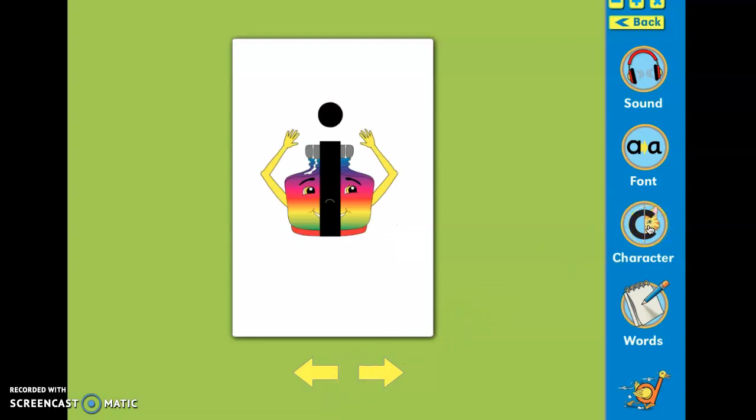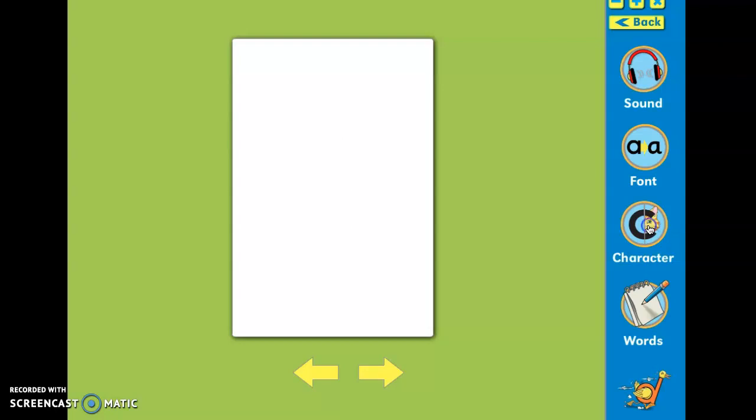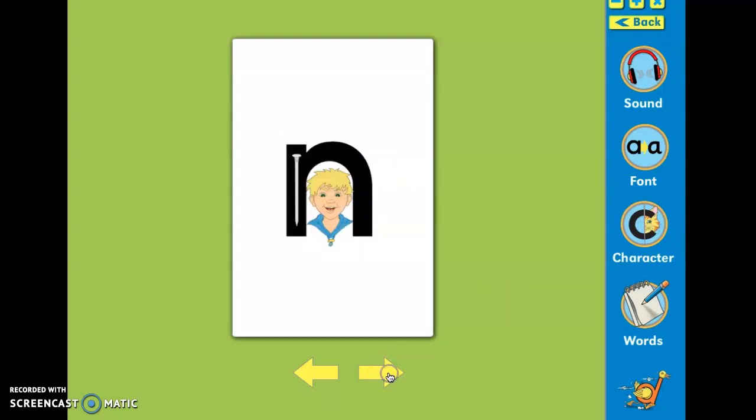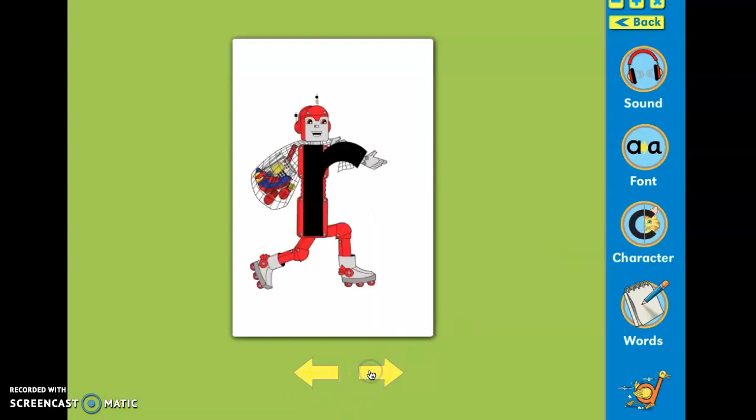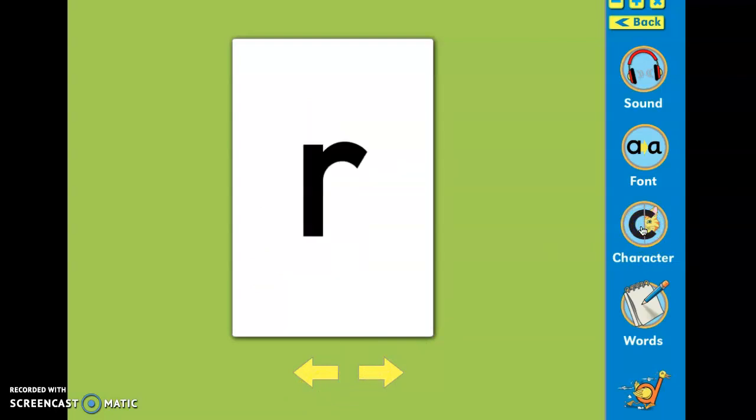Character, Impy Ink. Sound, I, spelling, I. Character, Noisy Nick. Sound, N, spelling, N. Character, Peter Puppy. Sound, P, spelling, P. Character, Red Robot. Sound, R, spelling, R.